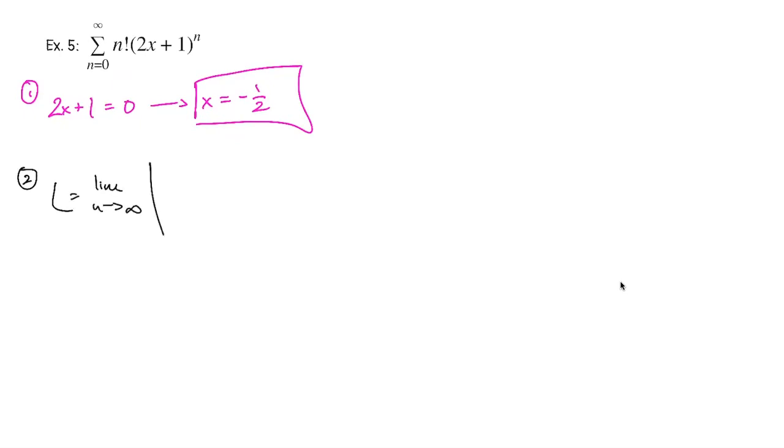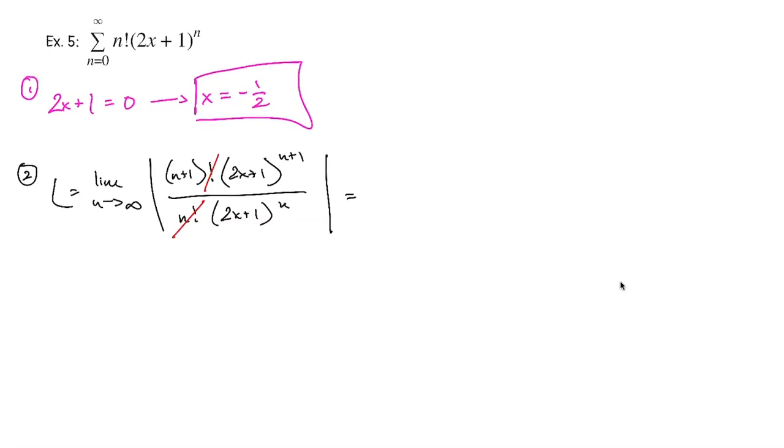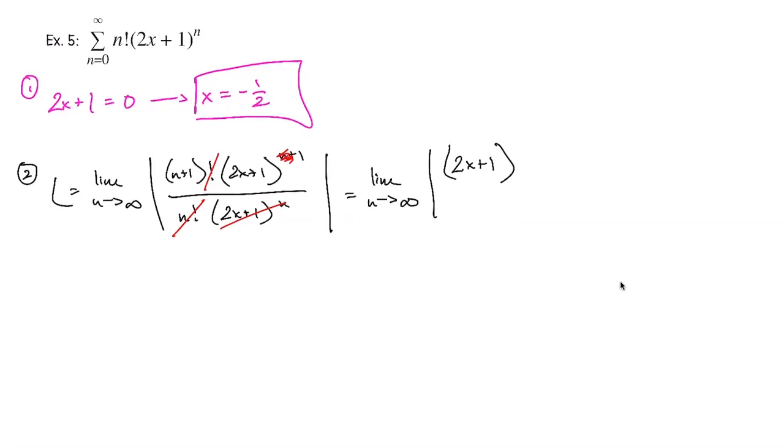So I'm going to get n plus 1 factorial times 2x plus 1 to the n plus 1, over n factorial times 2x plus 1 to the n. All right, so based off of what we learned yesterday, we could break n plus 1 factorial into n plus 1 times n factorial. So this n factorial will cancel out with the remaining parts of that n plus 1 factorial, okay? And then this 2x plus 1 to the n will cancel with this one. And so what we have left is 2x plus 1. All right, we've got that part. We have our n plus 1, and that's all over 1.